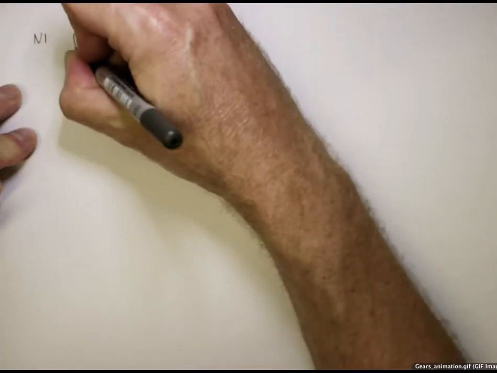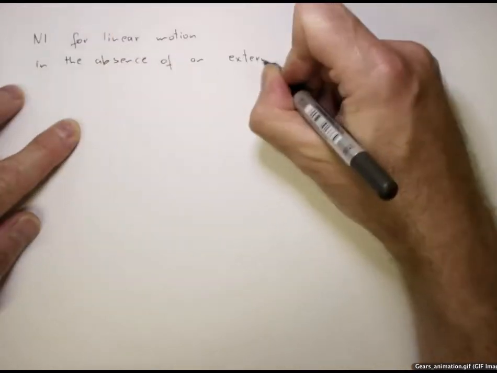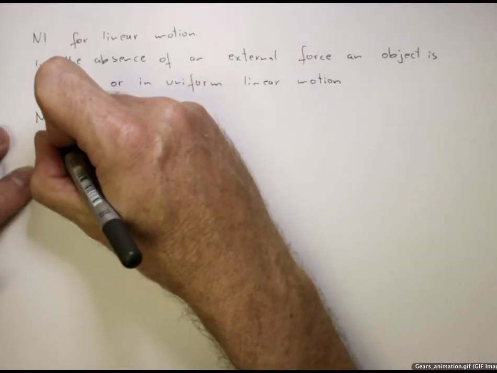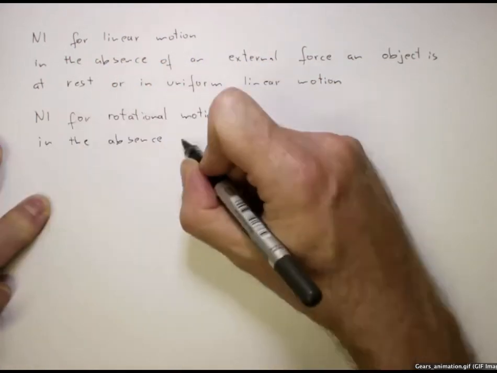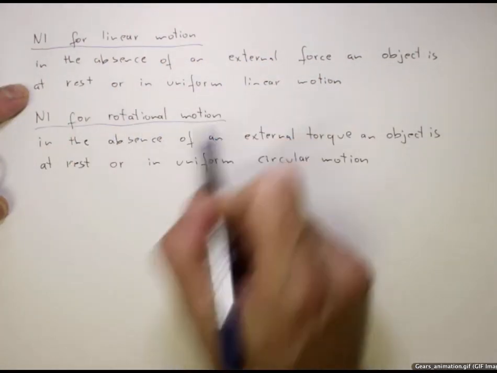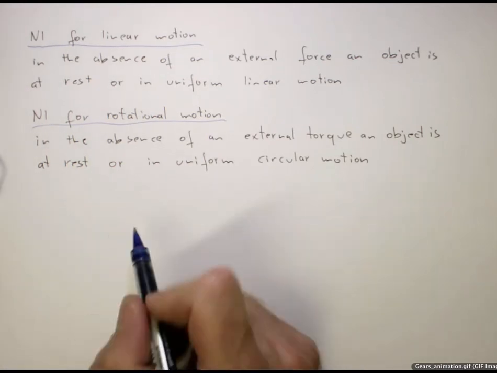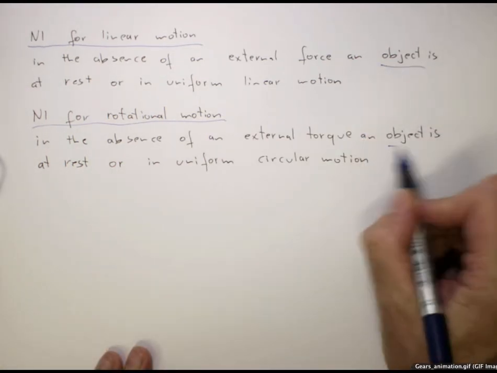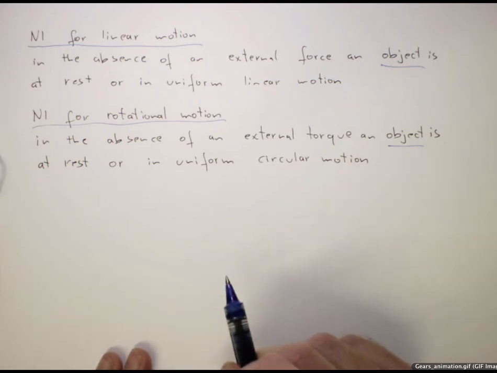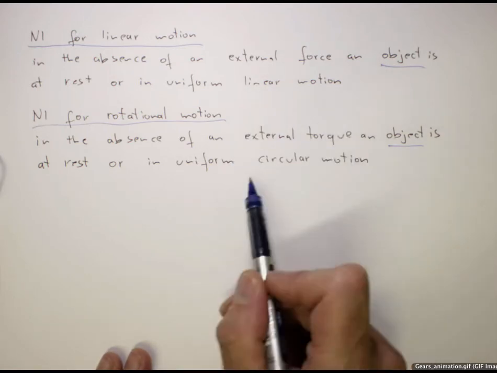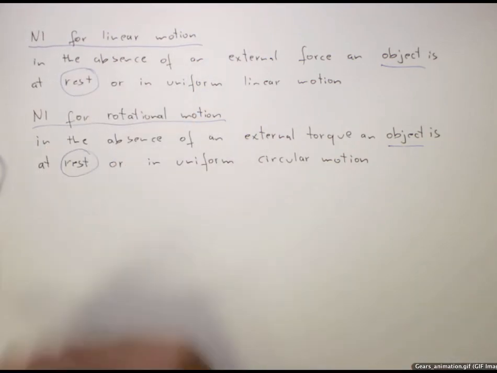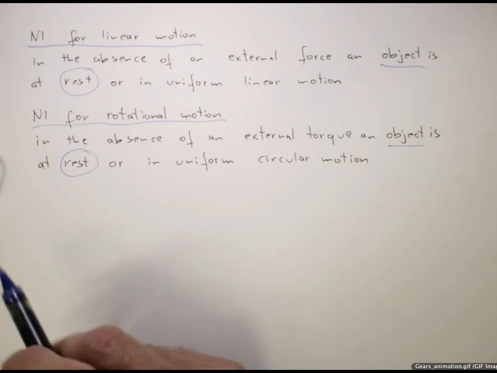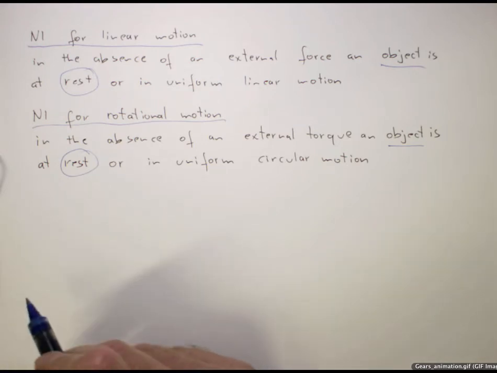N1 for linear motion, N1 for rotational motion. You can see that any object that fulfills both cannot be in linear motion and circular motion at the same time, so it has to be at rest. That means these two conditions are equivalent to the condition for static equilibrium.